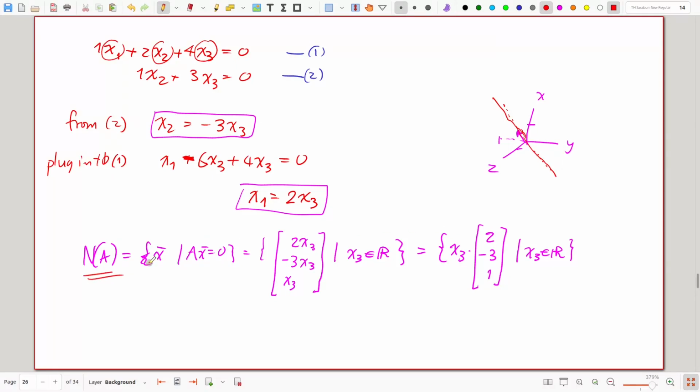And what is the dimension of this space? The dimension is the number of linearly independent vectors that span the space, right? But if it's a line, you can only have one linearly independent vector, right? So the dimension of this is 1. Okay, so the dimension of the null space of A is 1.